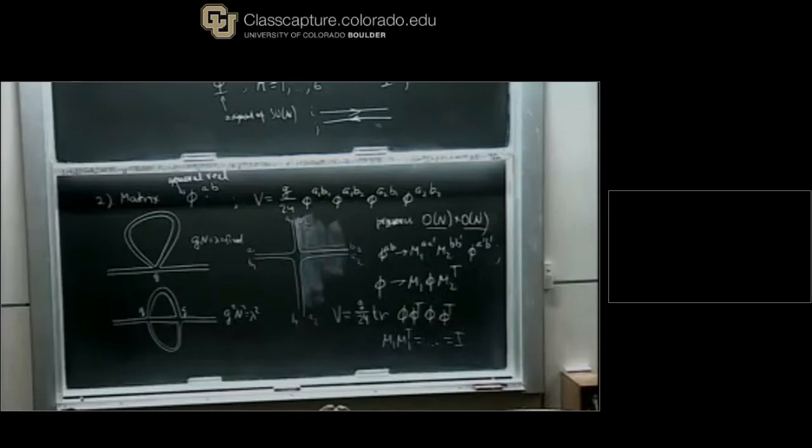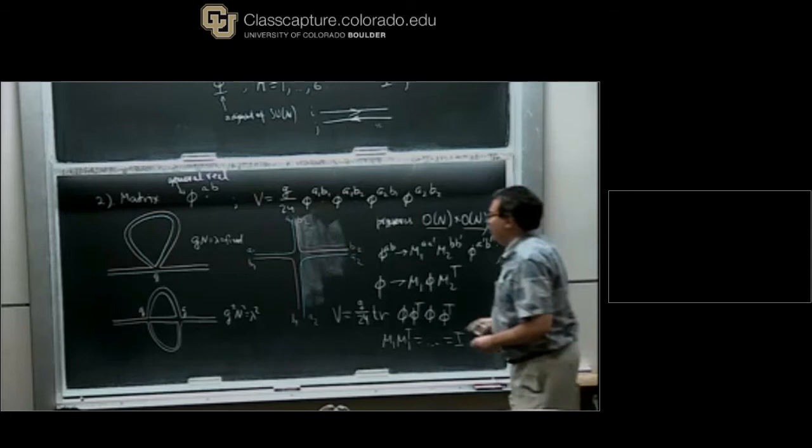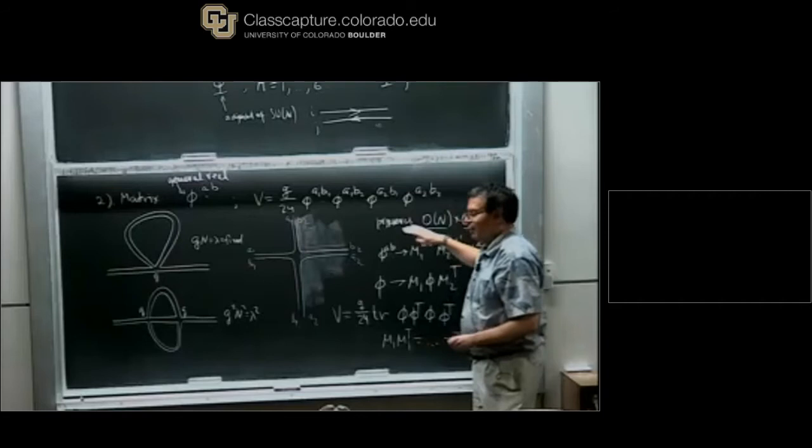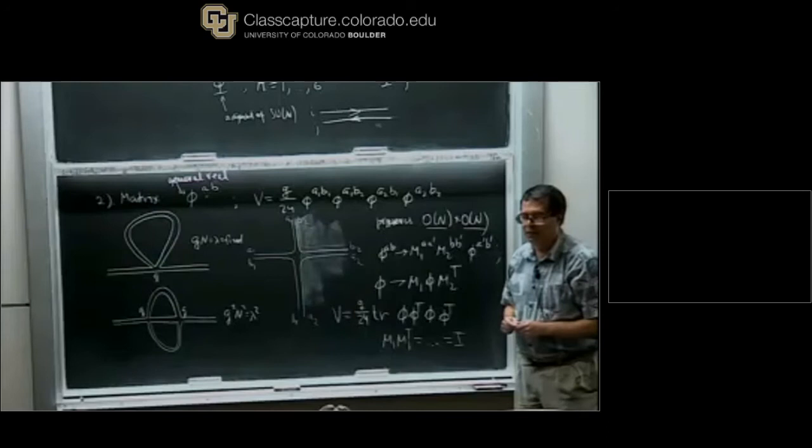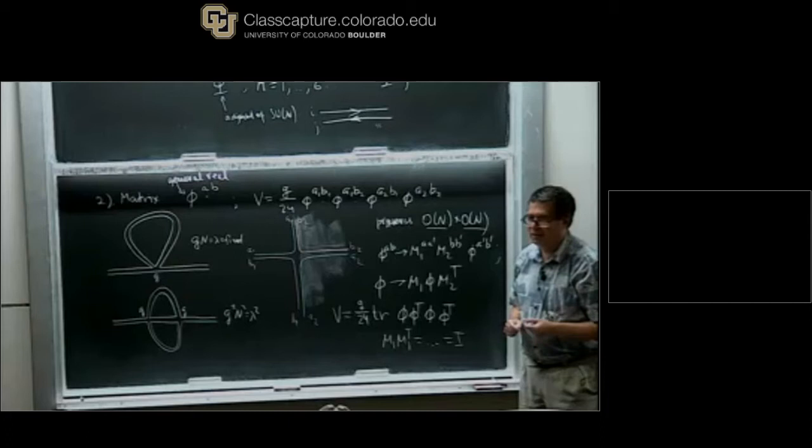So three is tensors. Actually, before I get to that, here is a trick question for you. Is this the only interaction I can write which is quartic and consistent with O(n) cross O(n) symmetry? Does anyone have any ideas what else we could write? Exactly, double trace. So it's not a unique interaction.